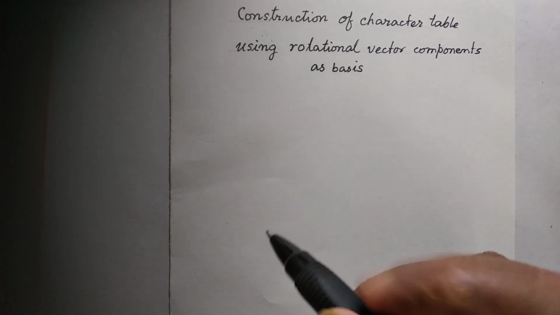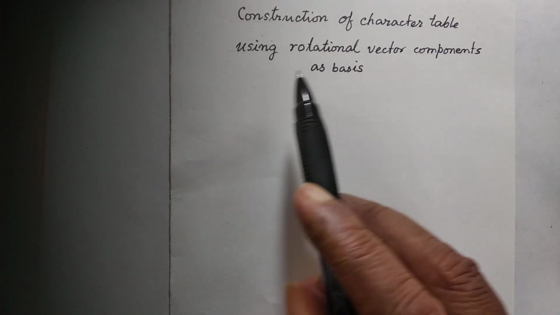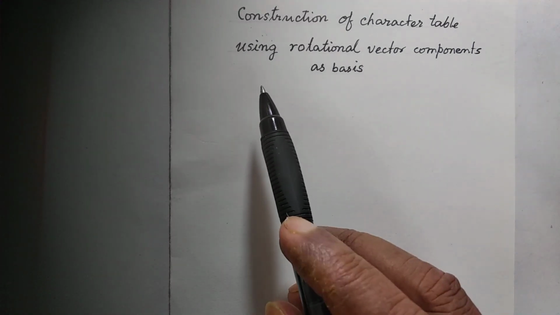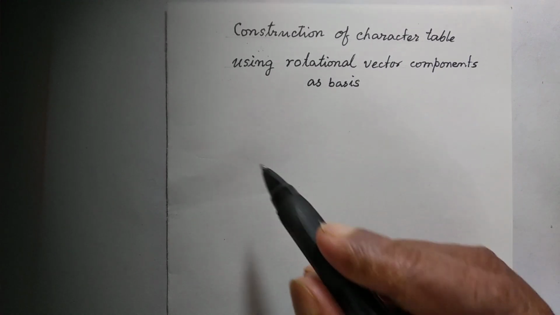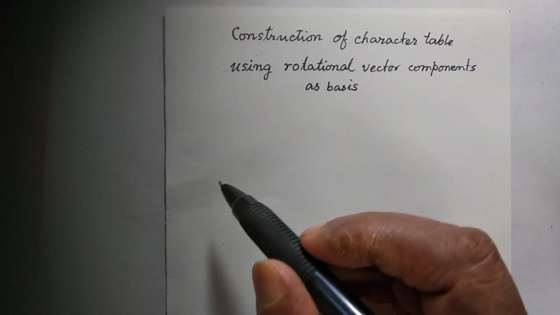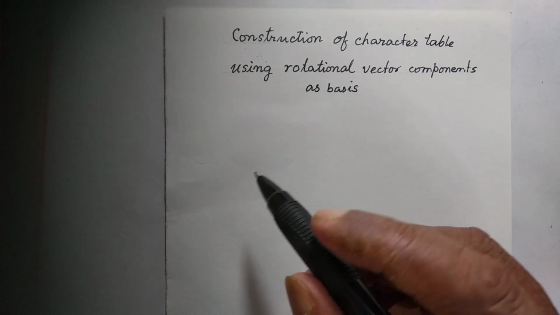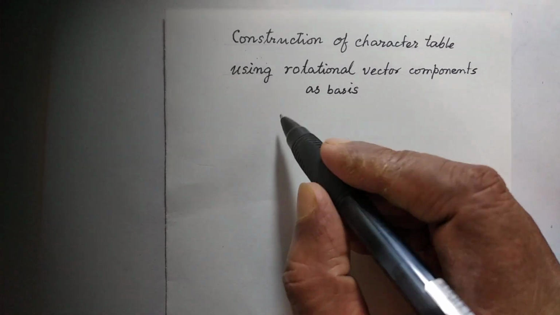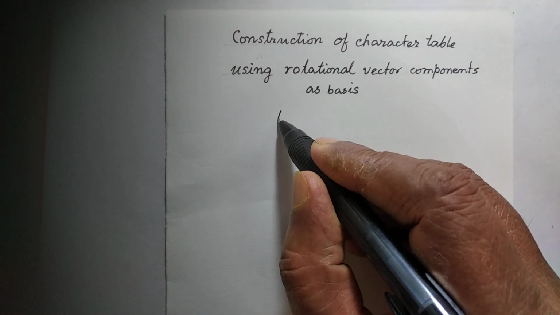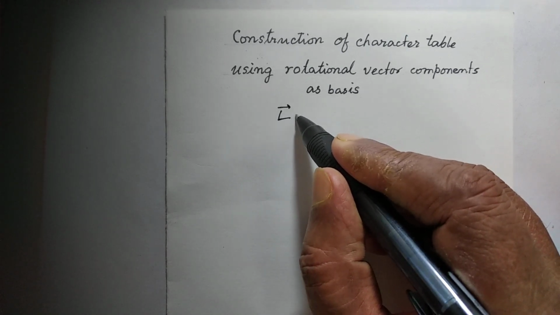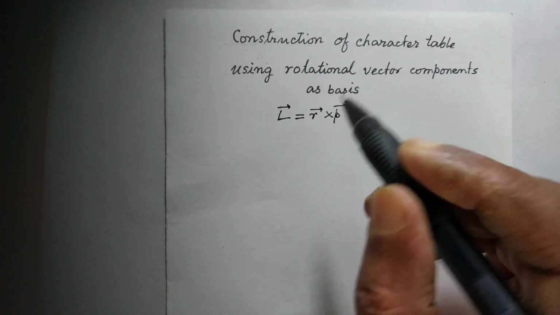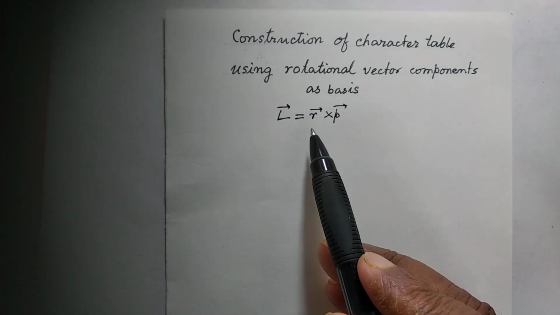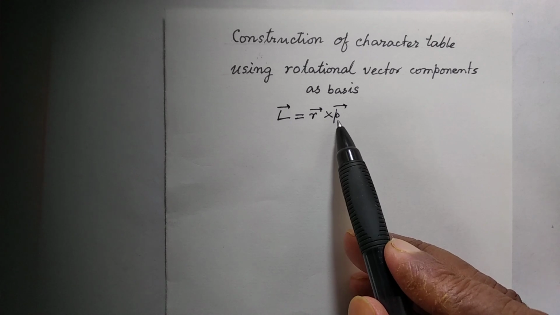In this video, I will discuss construction of character table using rotational vector components as basis. The most common vector associated with rotational motion of a particle is the angular momentum vector L, which is equal to R cross P, where R is the position vector of the particle and P is its linear momentum vector.